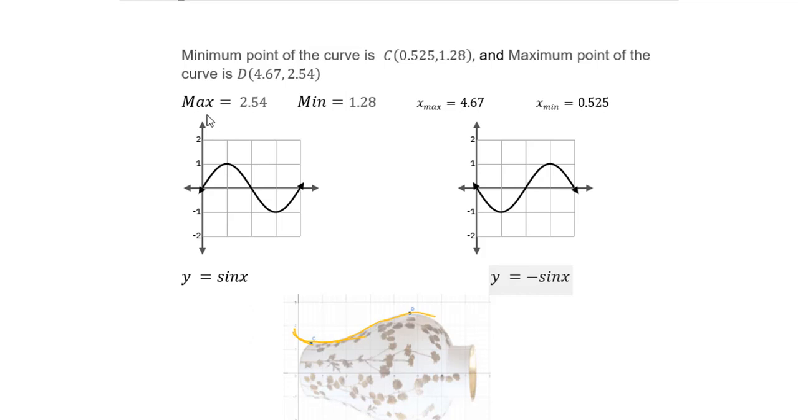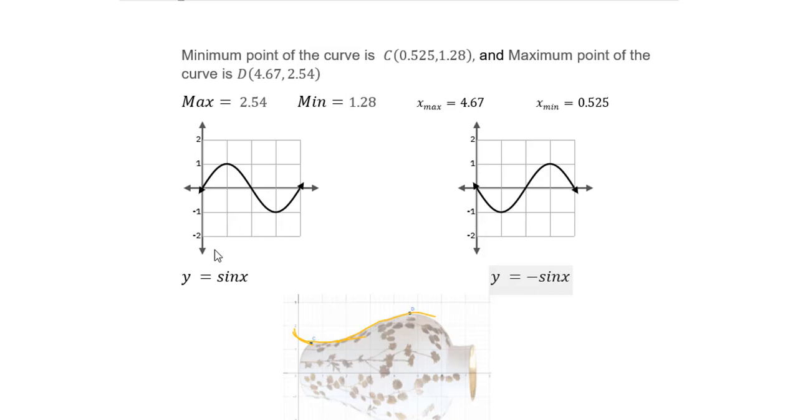And we got the maximum equals 2.54, minimum value equals 1.28. X maximum value equals 4.67, and X minimum value equals 0.525. Let's check the parent function pattern so that we can decide whether A is positive or negative.